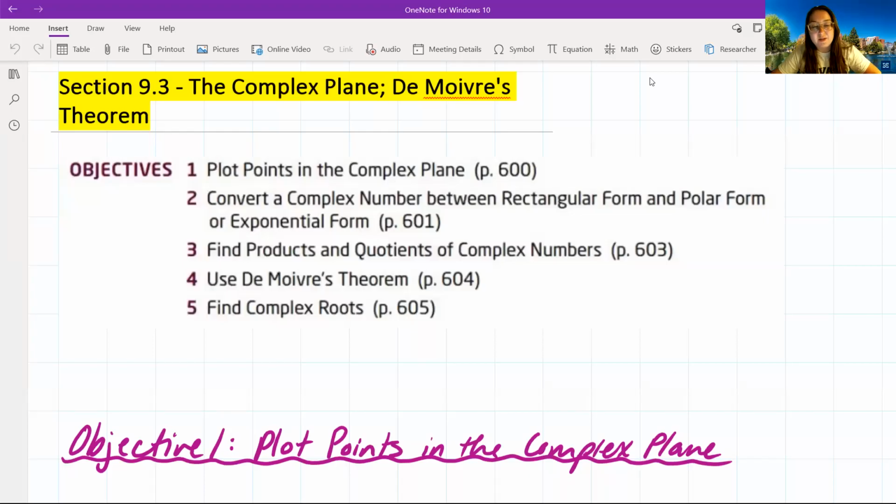Hello everyone, we're going to be going over section 9.3 today, which is on the complex plane and De Moivre's theorem. So we have 5 objectives today. 1, we want to plot points in the complex plane. 2, convert a complex number between rectangular form and polar form or exponential form. 3, find products and quotients of complex numbers. 4, use De Moivre's theorem. And 5, find complex roots.